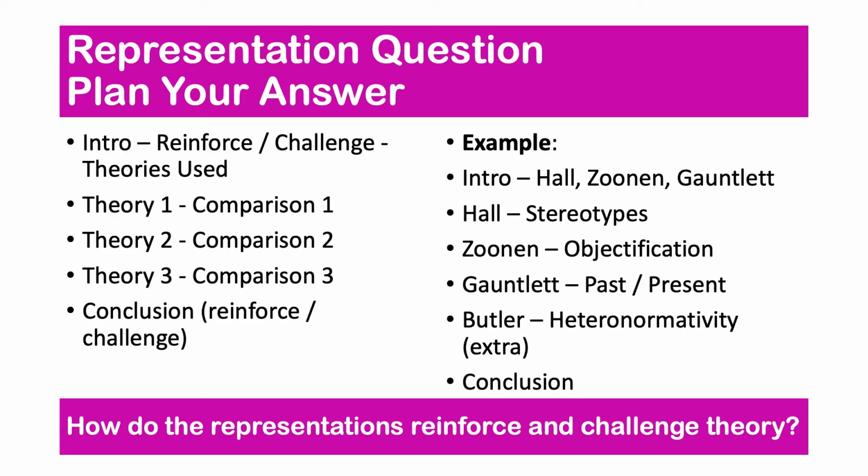So you could break it up like this. You could use 3 different theorists. You're not going to use everything they say, just the important parts. Then you're going to finish it with a conclusion. So for my example, I've chosen Hall, Zunen, and Gauntlet. In terms of Hall, stereotypes. In terms of Zunen, objectification. In terms of Gauntlet, past and the present. And if I've got some extra time left over, I could add some Judith Butler in there if I wanted to, or I could just add more examples in the theories I've chosen already.